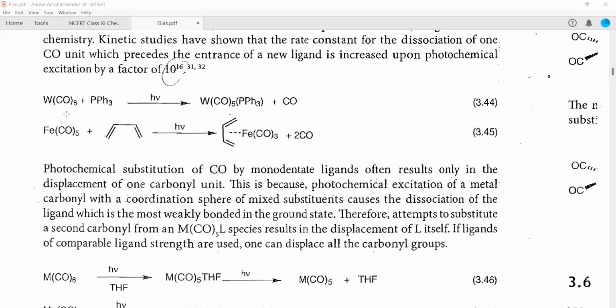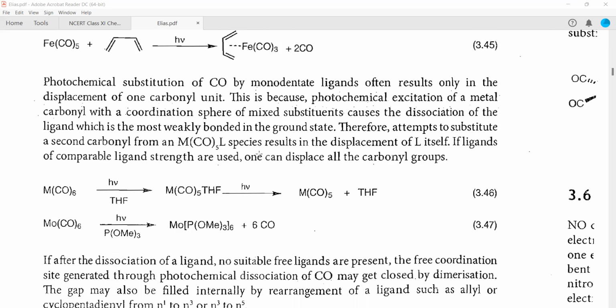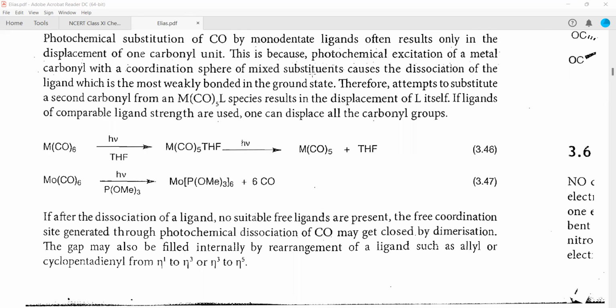So if, in the second step, you again shine light on this complex, you are not going to replace another carbonyl. Instead, only this PPh3 is going to be replaced, because the binding between the metal and the PPh3 is lesser in comparison to the binding between the metal and the carbonyl.